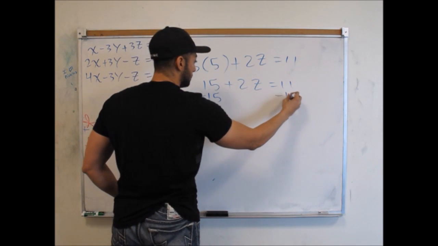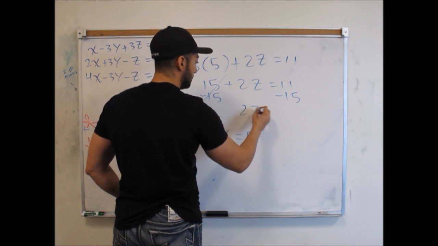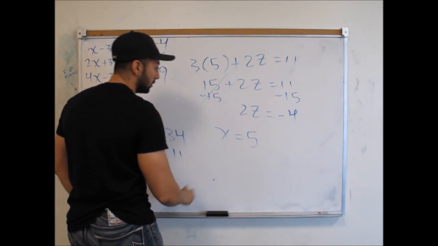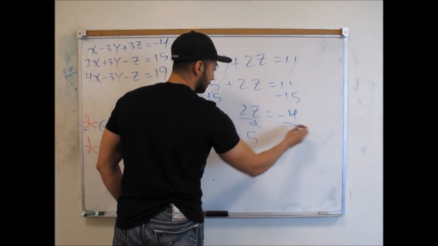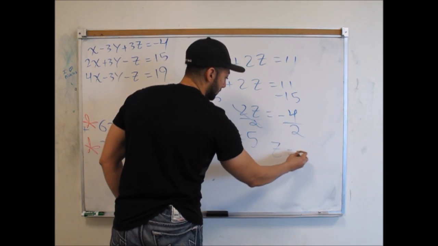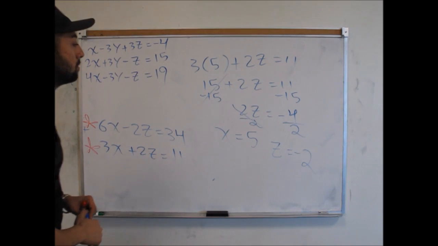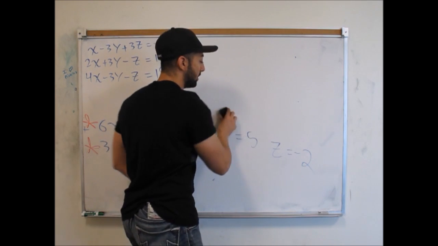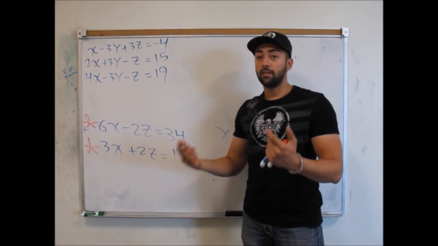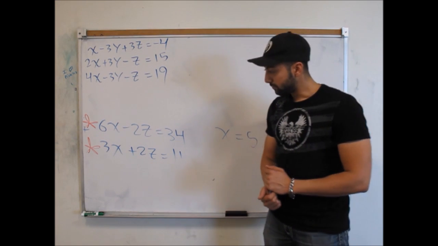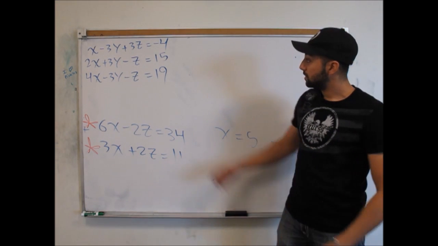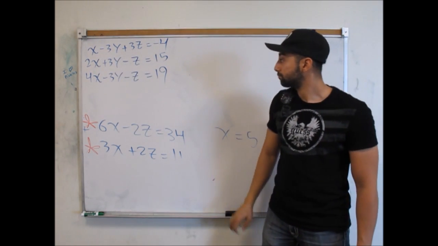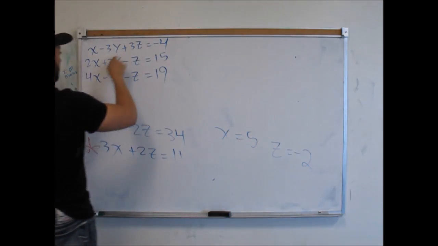Subtracting 15 on both sides, we get that 2z is equal to negative 4. So dividing by 2, we get that z is equal to negative 2. Now that we have two variables solved for, you want to jump back to an equation that has three variables to find the last variable that we're missing. So you got x equals 5 and z equals negative 2. I would probably plug it into this equation to find y.